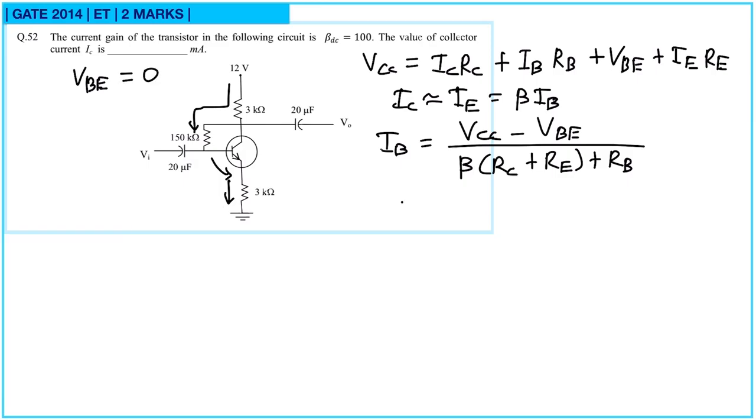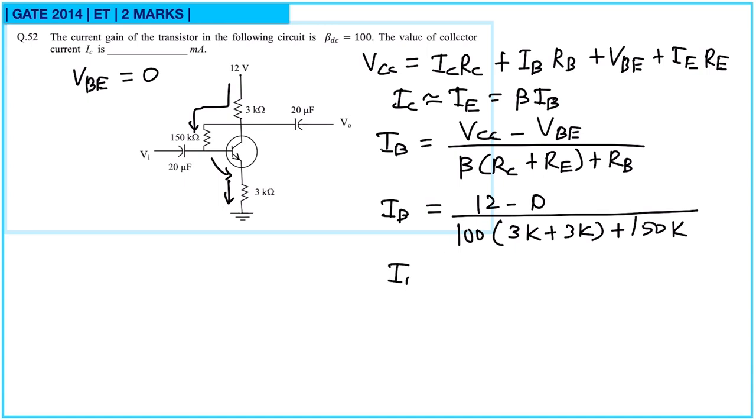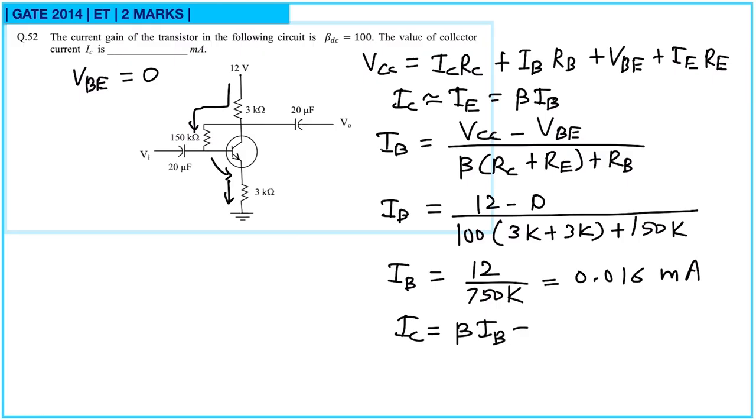So if VBE is 0, then IB will be 12 minus 0, beta is 100, then we have (3K plus 3K) plus IB is 150K. So IB will be equal to 12 into, this will be 600 plus 150, that is 750K, that is 0.016 milliampere. From here IC is equal to beta into IB, and that will be equal to 1.6 milliampere, because beta is 100.